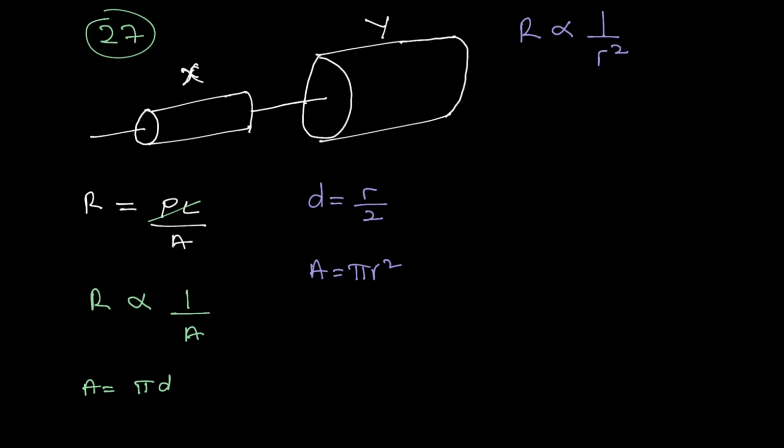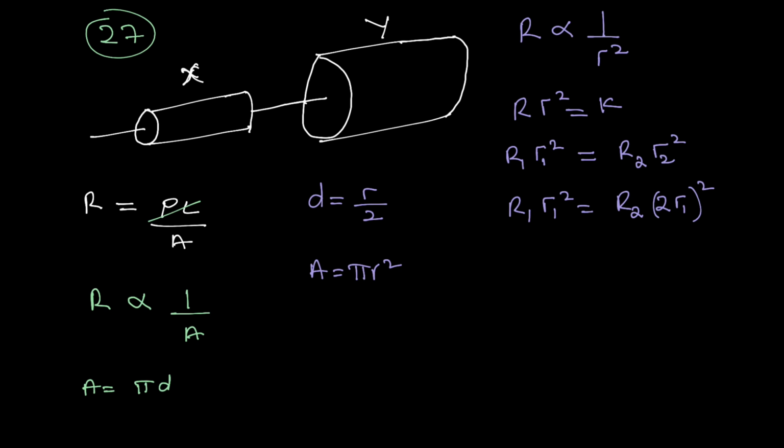If that's the case, we can say R r squared equals K. Therefore R1 r1 squared must equal R2 r2 squared. Now the diameter of Y is twice that of X, so r2 is twice r1. So R1 r1 squared equals R2 times 4 r1 squared. The r1 squared cancels, so we get R1 equals R2 times 4.